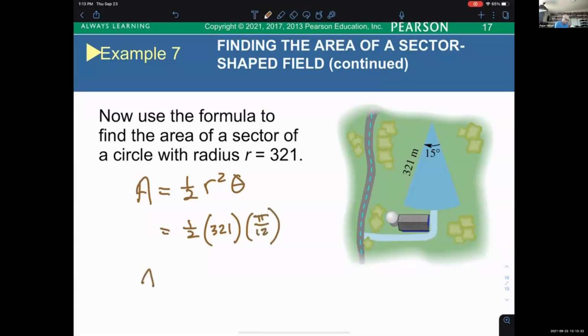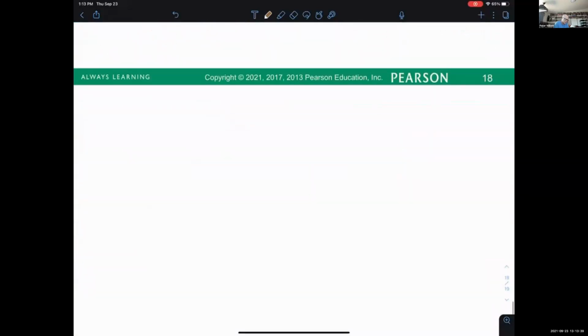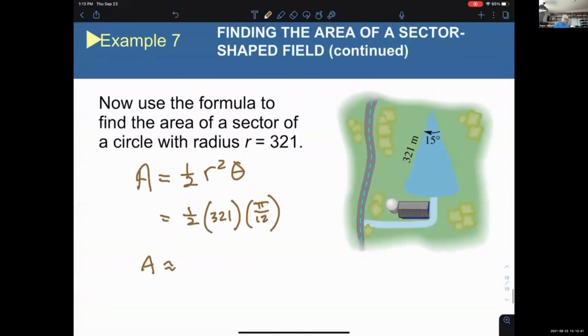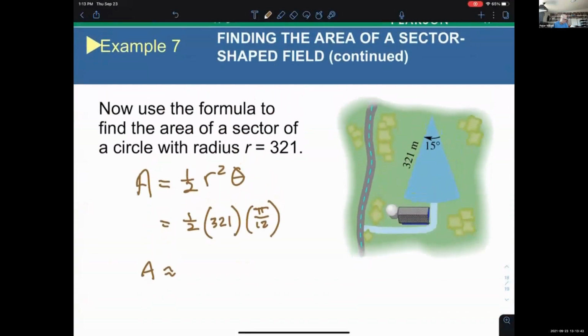And then we would get an approximation for the area, maybe to 3 significant digits. Did they do it for me? No. So whatever that comes out to be on a calculator, I don't know. 321 is divisible by 3, so I'm going to give you the exact value just because we can do that. And then of course we could enter it on a calculator later.